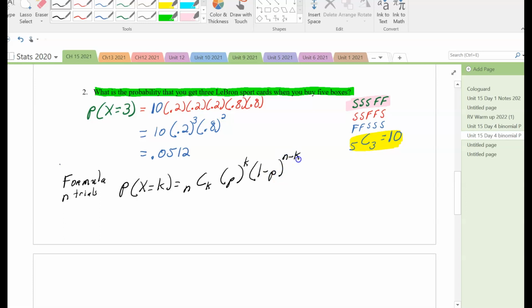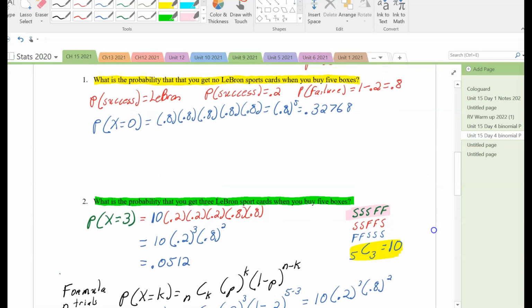So if we look at the example we just did, I had the probability that x was equal to 3. So on my calculator, and there were 5 trials because you're choosing 5 boxes, I would do 5 choose 3, then 0.2 cubed, 1 minus 0.2, and then this exponent would be 5 minus 3, and this simplifies when you do 5 choose 3 on your calculator to 10, 0.2 cubed, and then 0.8 squared, which is the same exact way I did it earlier.